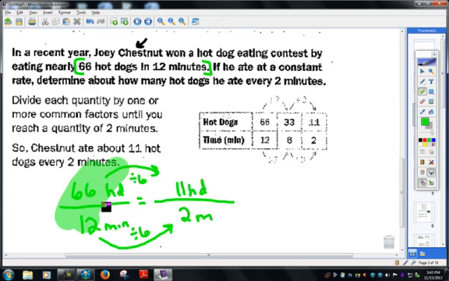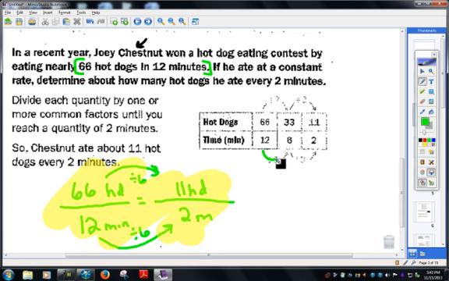Now, what I'm trying to show you is it's the same process here. It's the same process, only now it's in a table, but it's the same thing. We have our 66 hot dogs in our 12 minutes. There's our ratio. Only difference here is we're not just going straight to 2. We're using that scaling method here.